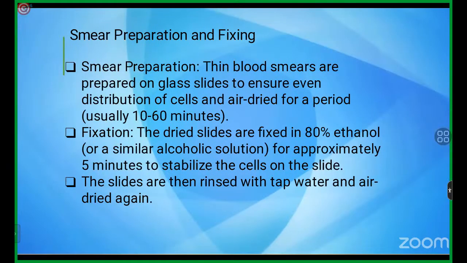Then after fixing in 80% ethanol or similar alcoholic solution for approximately 5 minutes, you stabilize the cells on the slide. This fixation usually stabilizes the cells on the slide. Then cells are rinsed with tap water and they are dried again.